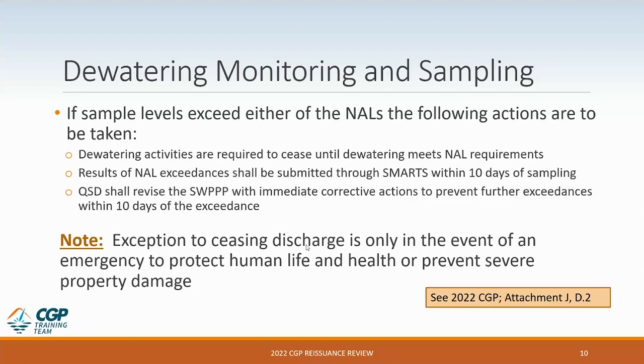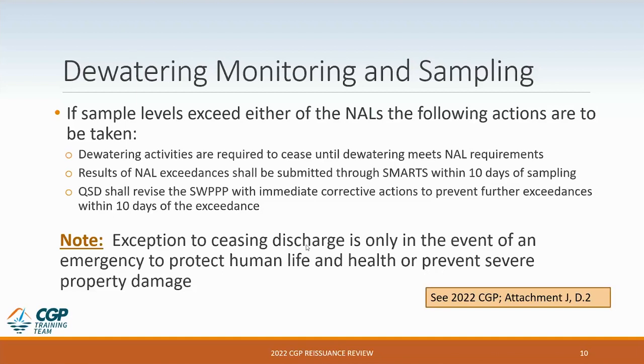If sample levels exceed either of the NALs, which are for pH and turbidity, the following actions are to be taken. The dewatering activities are required to cease until dewatering meets NAL requirements. The results of the NAL exceedances shall be submitted through SMARTS within 10 days of sampling, and the QSD shall revise the SWIP with immediate corrective actions to prevent further exceedances within 10 days of the exceedance.